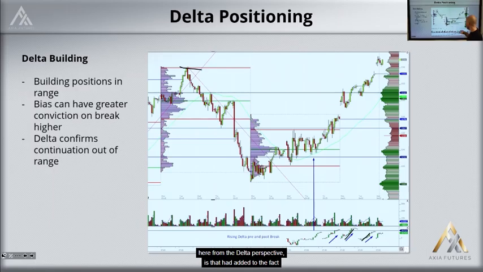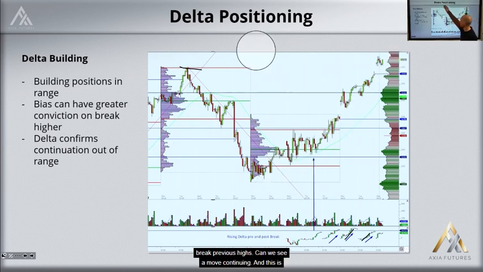And your guidance here from the delta perspective is that, added to the fact that you've had a move lower, followed by a kind of consolidation and break higher, is a good indication that this move can continue. We get the breakaway gap, as we've talked about previously. You get potentially an exhaustion gap. Of course, you don't know at this point. You get a breakaway gap, possibly a further breakaway gap as you break previous highs.